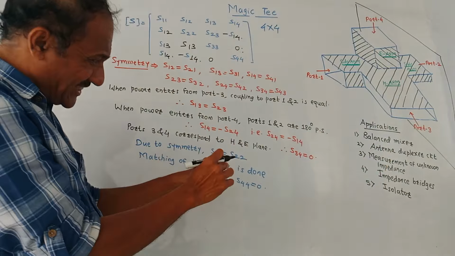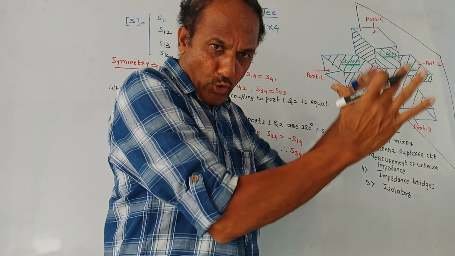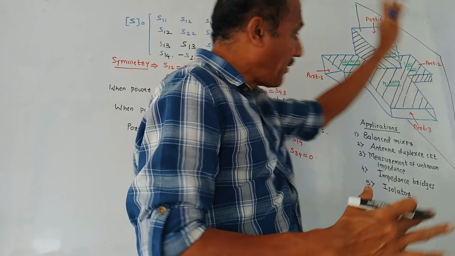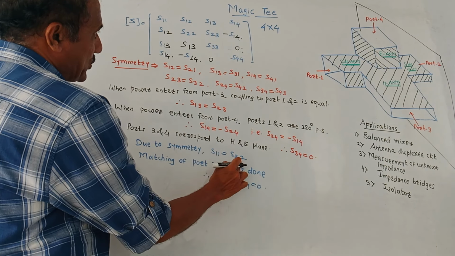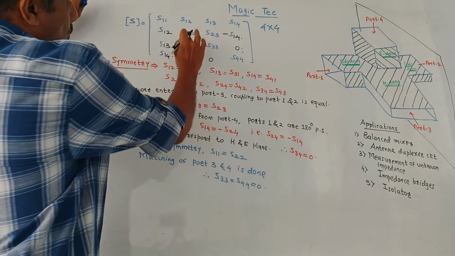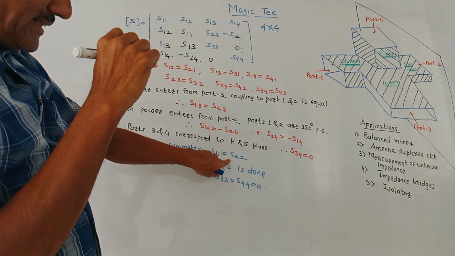Due to symmetry, S11 is same as S22. S11 is related to port 1, S22 is related to port 2. These two ports I am talking about. So due to symmetry, S11 is same as S22. So in this case, in place of S22, I can well write it as S11 because S11 is same as S22.